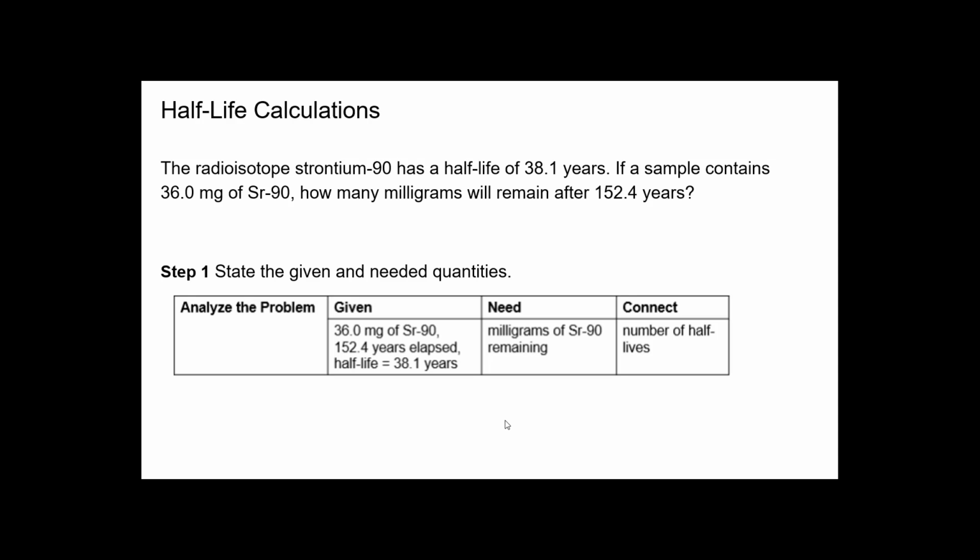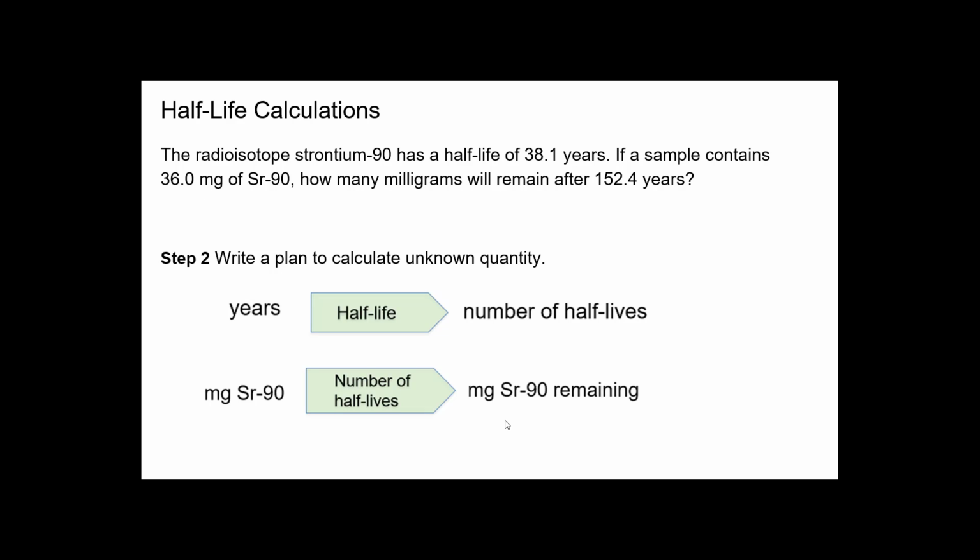So what do we have? We're given the starting quantity, which is 36 milligrams of Sr-90. We know that one half-life is 38.1 years. And we want to know how much is left of this sample that we started out with, 36 milligrams, after 152.4 years. So we've got to figure out how to connect these to get to that answer.